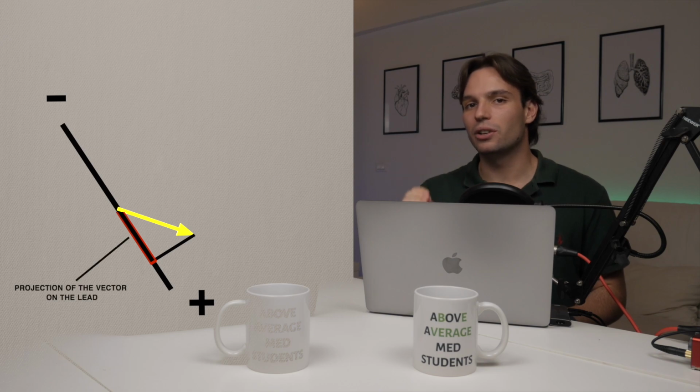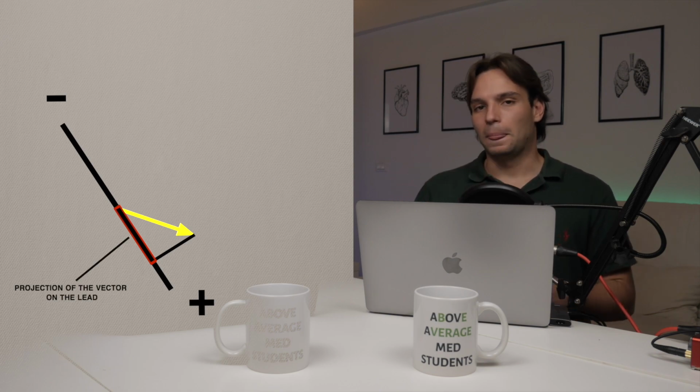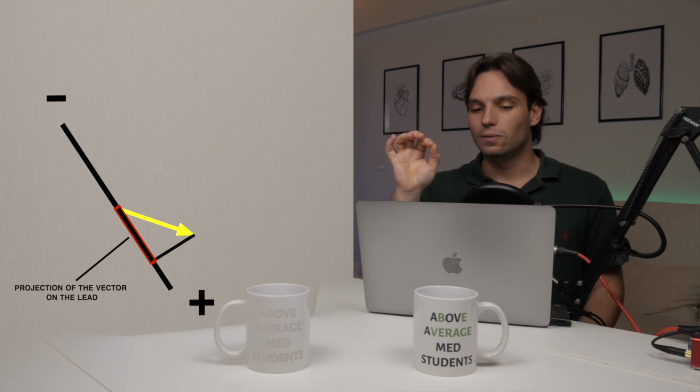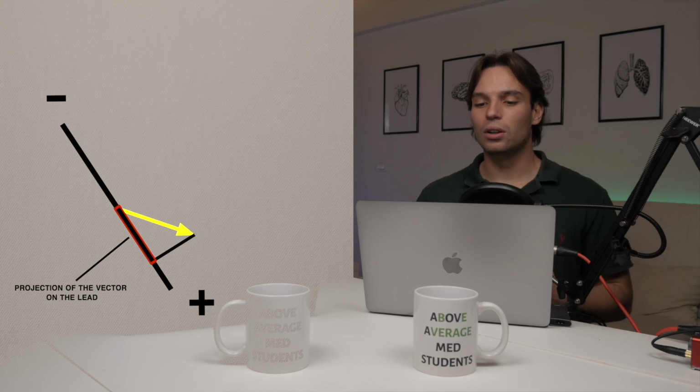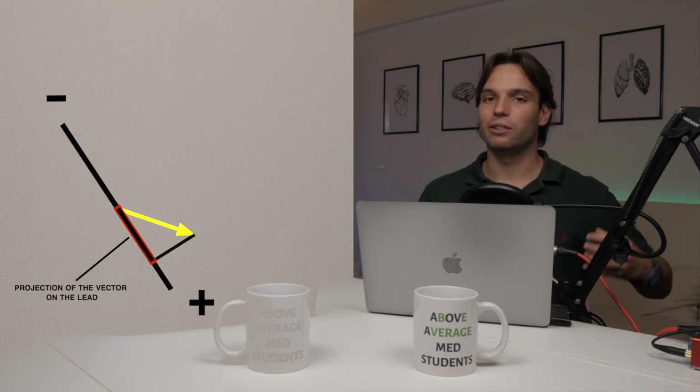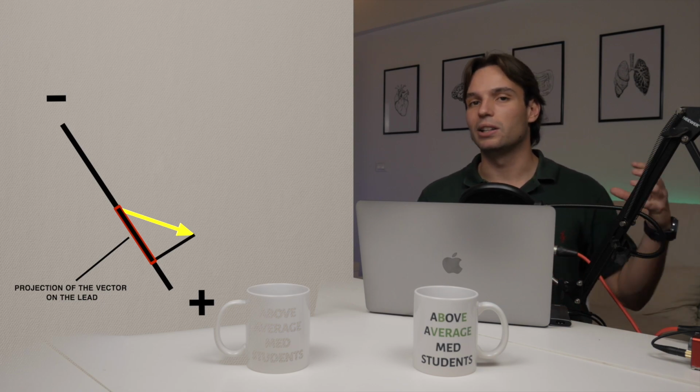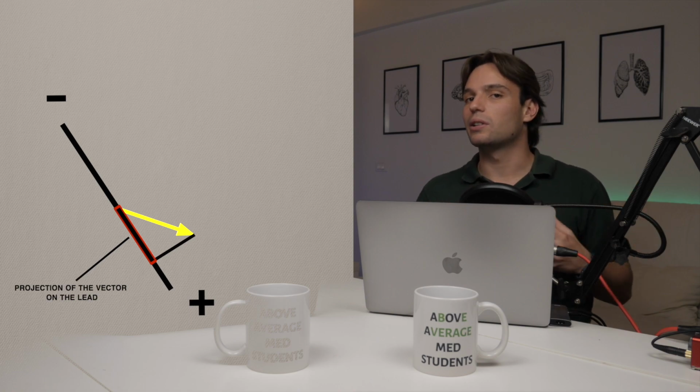What we do is we trace the projection, so we draw a line perpendicular to the lead, starting from the point of the electrical vector, and we assign to the projection a value in millivolts. This value in millivolts will be plotted on the EKG graph, and it corresponds to a point. The joining of all of the points resulting from many vectors measured at many different times will give us a full graph of an EKG.